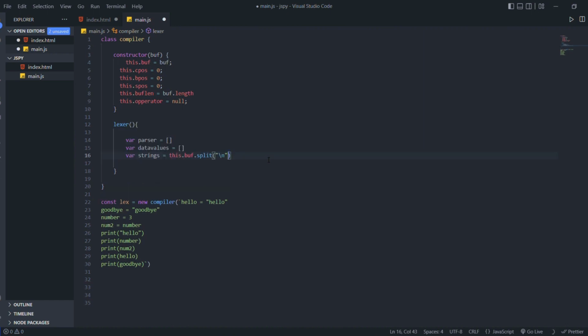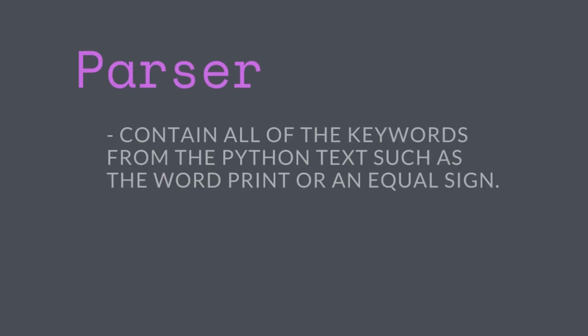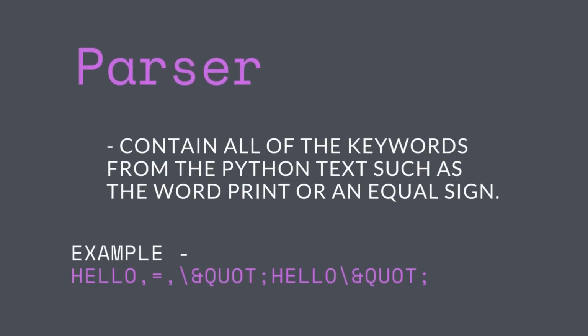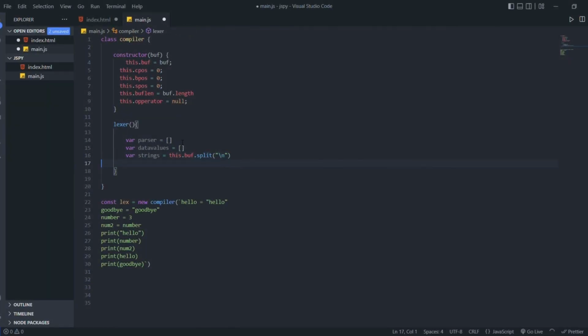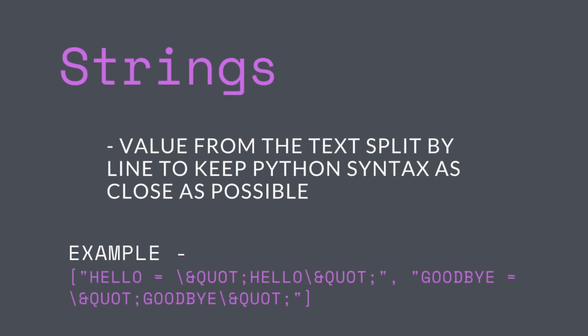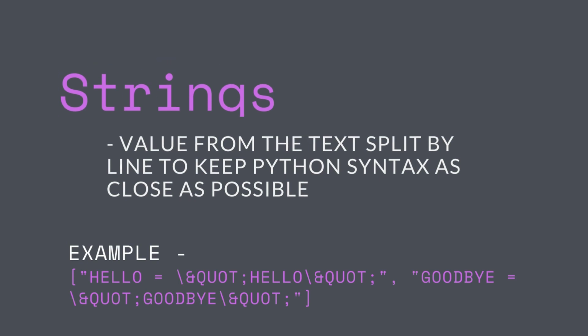Now to start, we'll create three different variables. Now be aware that the way I name my variables aren't always easy to understand, but that's beside the point. Now the first variable, parser, will be a variable that contains all of the keywords from the Python text, such as the word print or an equal sign. The second variable, data values, will record what operation is being used and what sign is being used to do that operation. And the third variable, strings, are the strings that the text split by line, which I will use to loop through them to keep the Python syntax as accurate as possible.